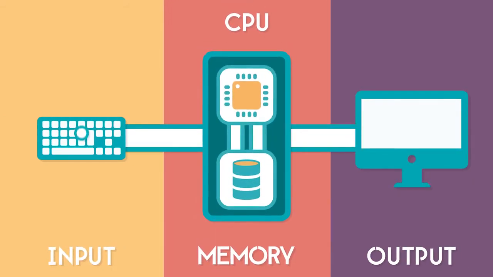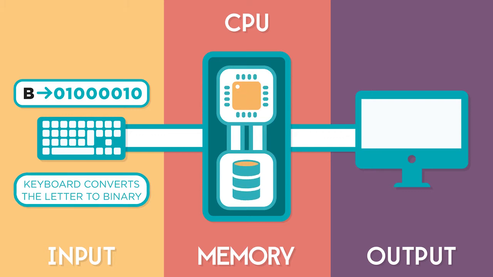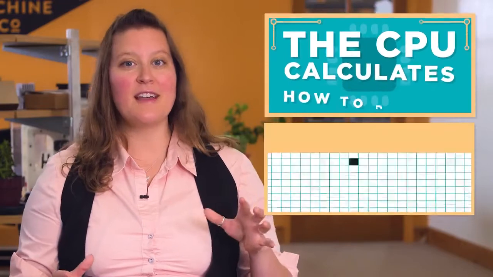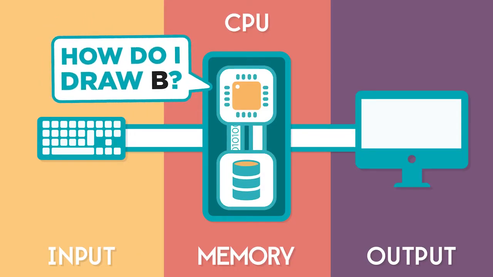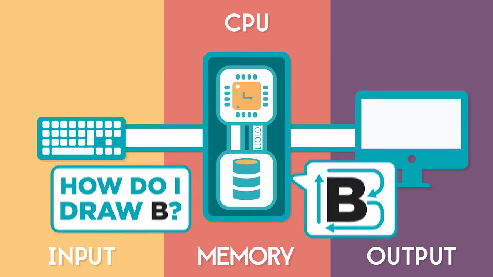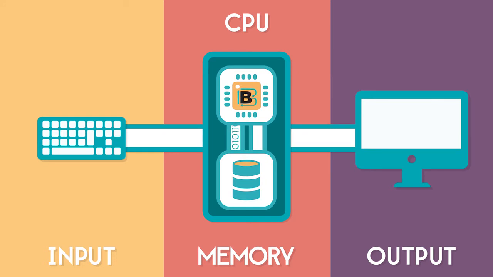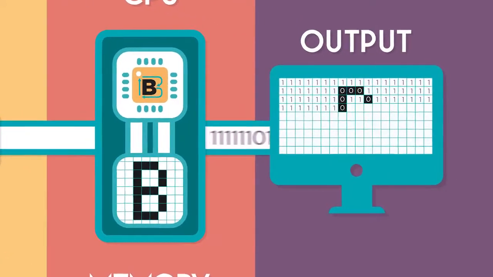When you press a key on your keyboard, let's say the letter B, the keyboard converts the letter to a number. That number is sent as binary, ones and zeros, into the computer. Starting from this number, the CPU calculates how to display the letter B pixel by pixel. The CPU requests step-by-step instructions from memory which tell it how to draw the letter B. The CPU runs these instructions and stores the results as pixels in memory. Finally, this pixel information is sent in binary to the screen.